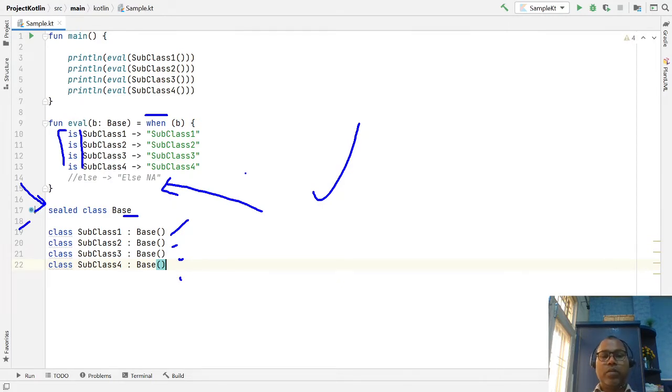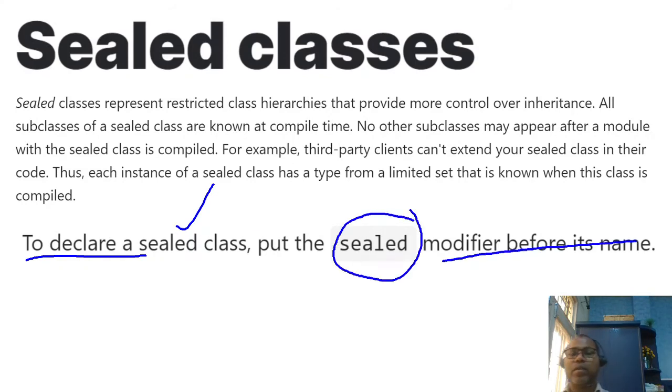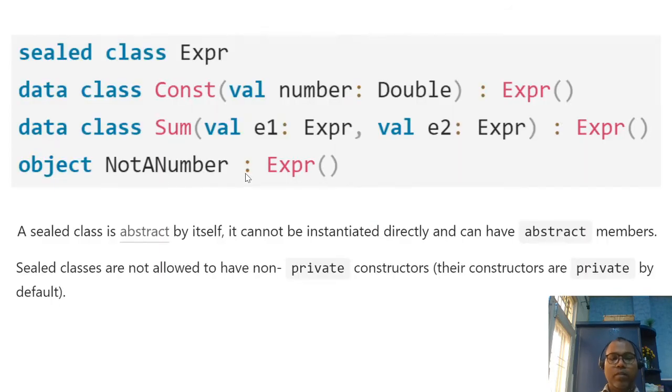Okay, so this is your use of sealed classes. To declare a sealed class, we have to put the sealed modifier before its class name. Now it's a sealed class. And similarly, we have an example here.